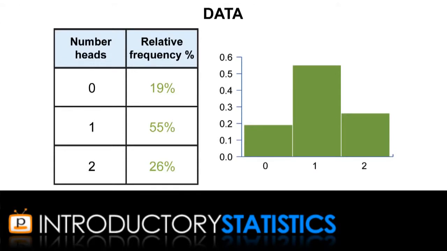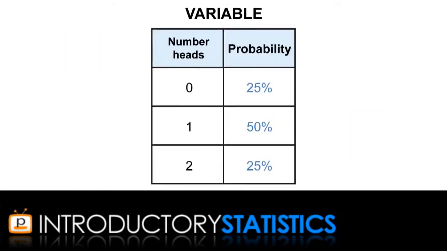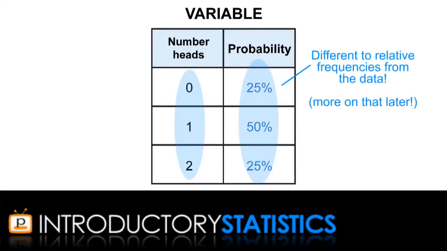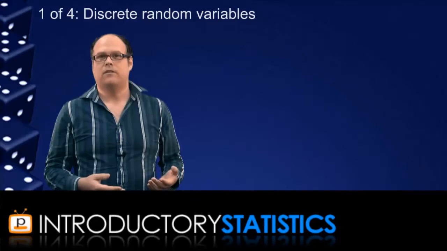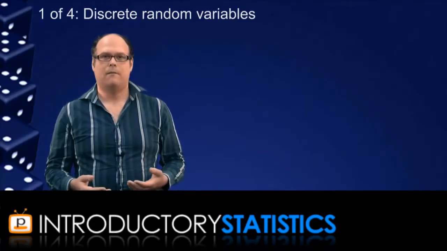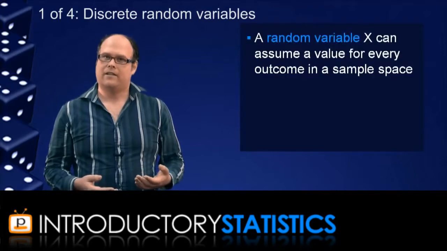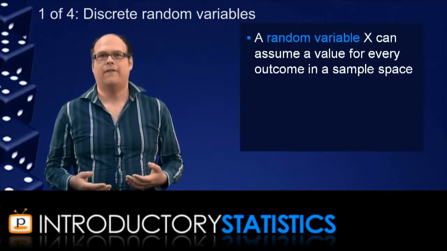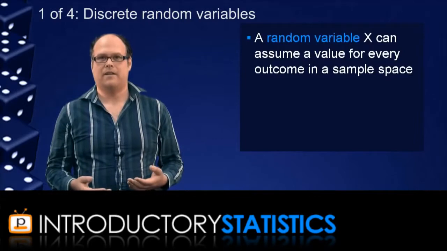But how about we don't collect data and instead just think about what variable we're looking at here and what values it could take. As I just said, there are 3 possible values it could take: 0, 1, and 2. And the probabilities of these 3 values are shown in this table. When we think about what a variable could do instead of what it did, that's when we call it a random variable. To be more precise, a random variable x is a variable that can assume a numerical value for every outcome in a sample space.